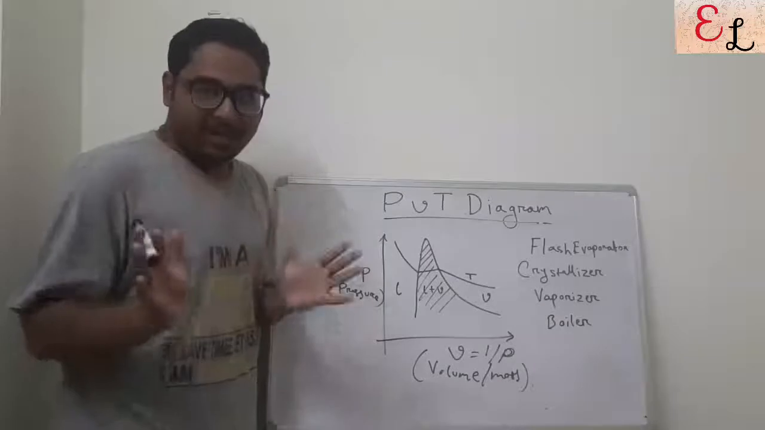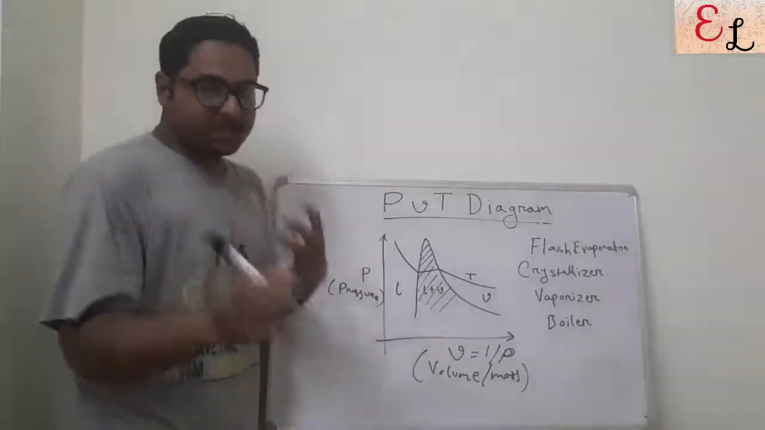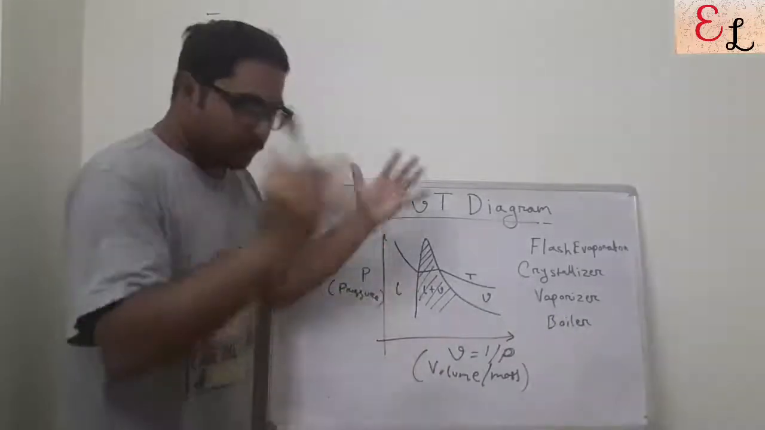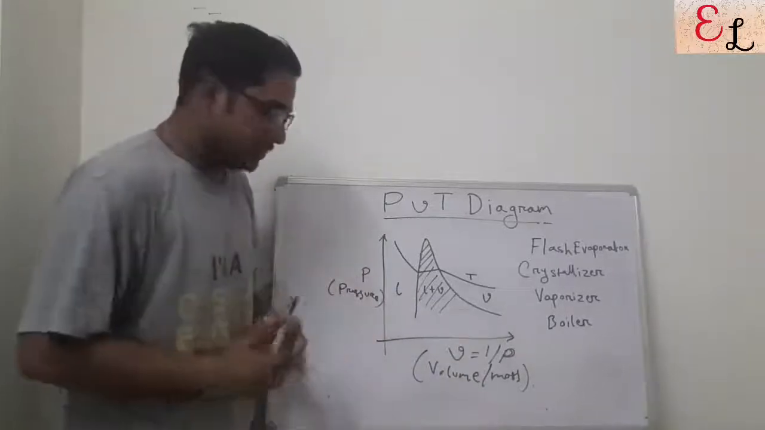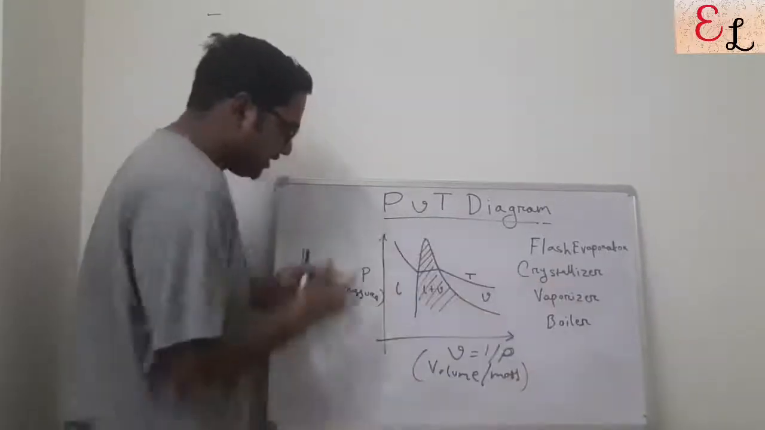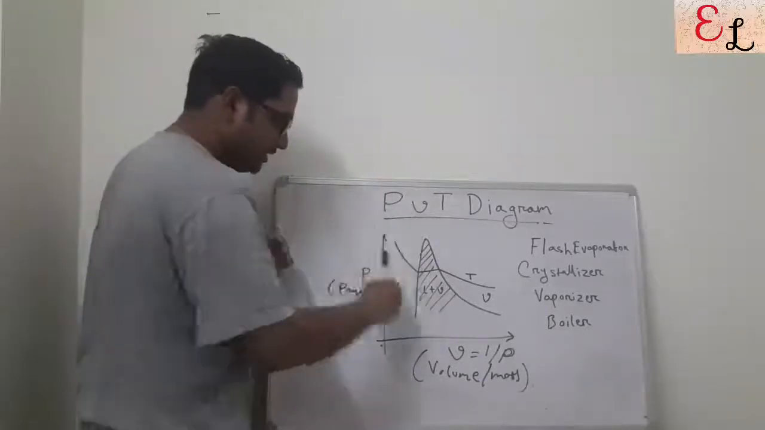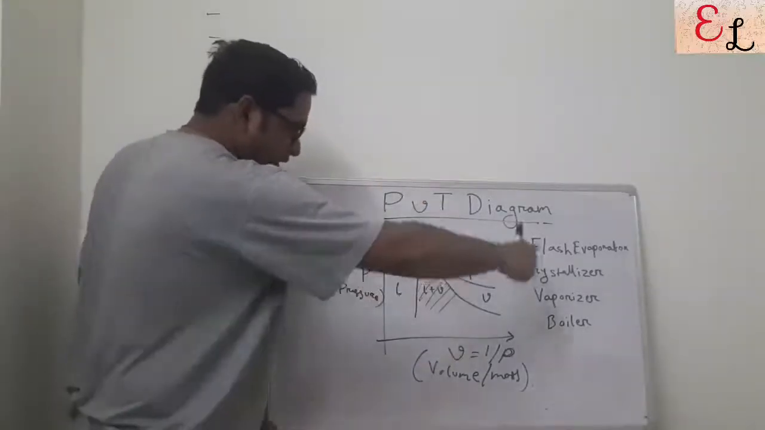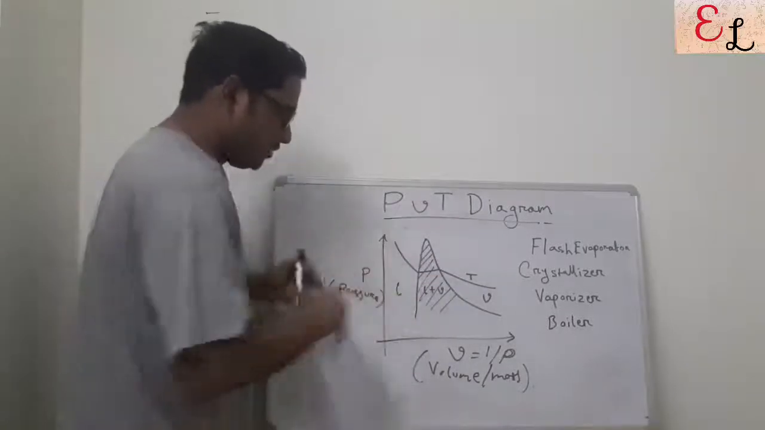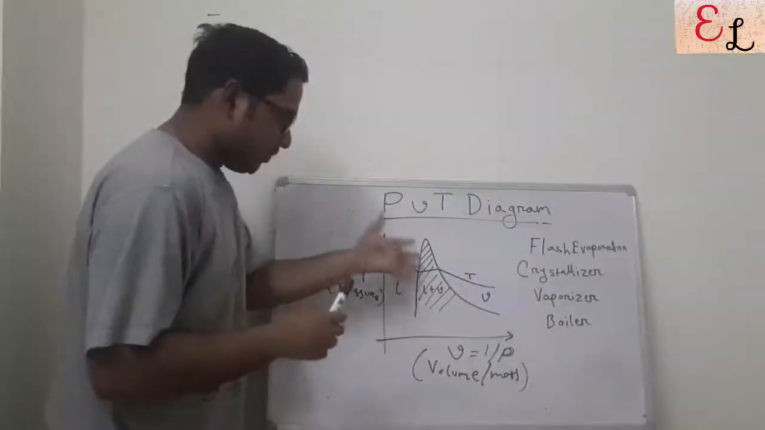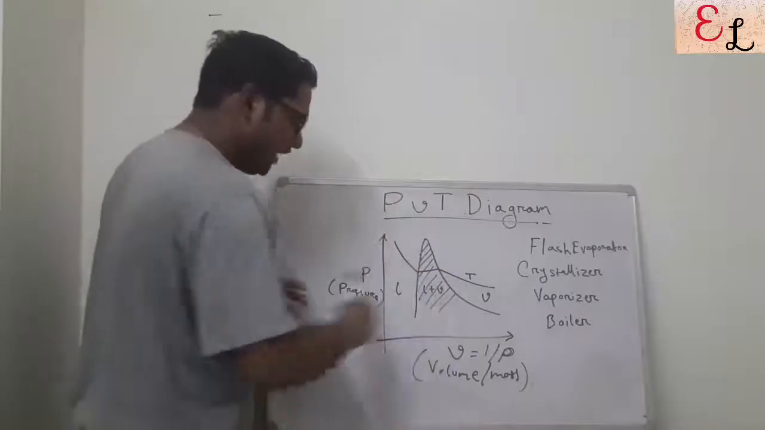Definitely, if the mass is fixed, as the volume of the body increases, the specific volume will increase. So specific volume increases in this direction and pressure increases in this direction, and this is the graph. A kind of diagram like this exists in the PV plane, the PV diagram.